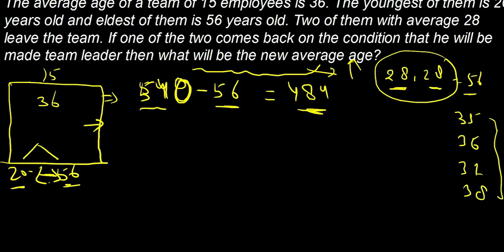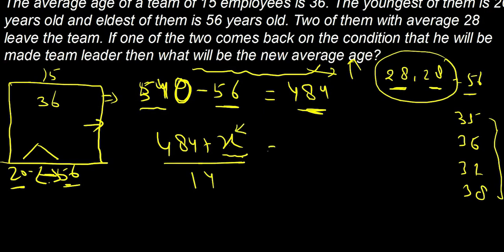Okay, so let's start this with 484 plus x. Let's take a new value x, the age the new person comes with. And now how many people were there? 15 employees were there, out of which 2 left, so one is getting back, so 14 people are going to be there. 484 plus x. What minimum value of x can you put? As x lies between 20 and 56, the minimum value of x you can put is 20.